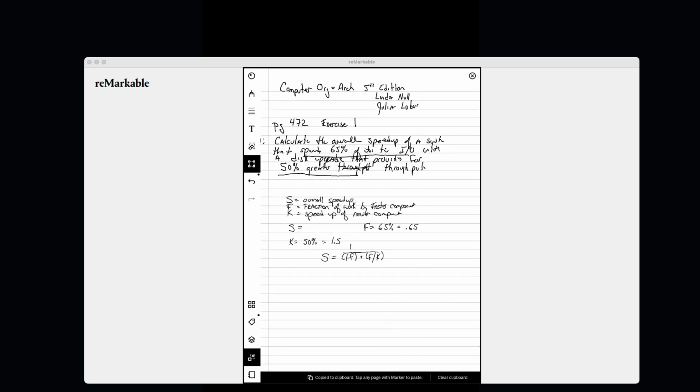You need to know Amdahl's law for this, and here's a breakdown of it. This formula right here: S, which stands for speedup, equals 1 divided by (1 minus the fraction of work done by the faster component, plus that same fraction divided by the speedup of the newer component).